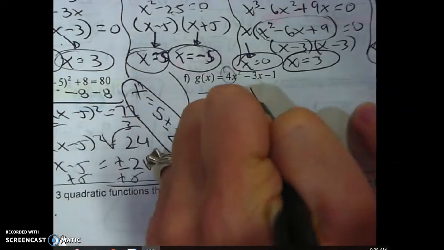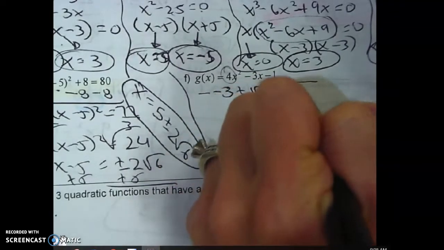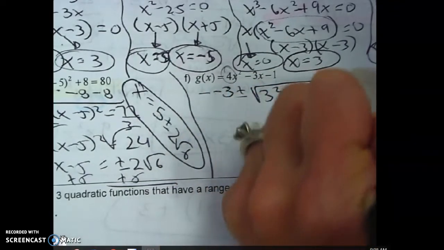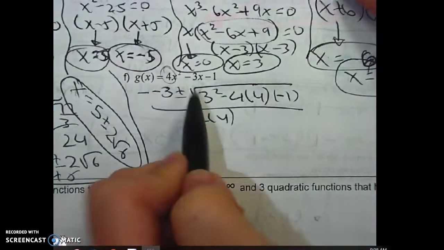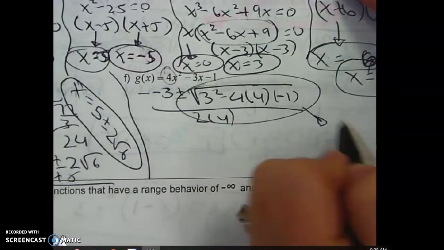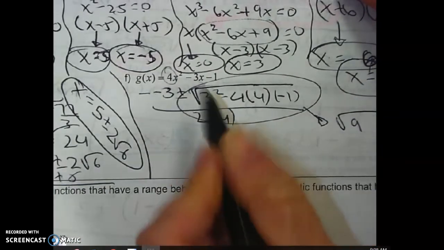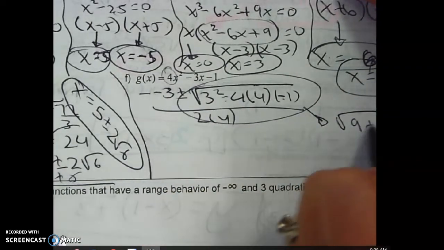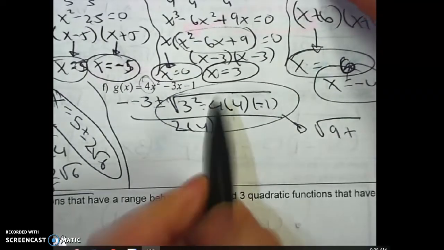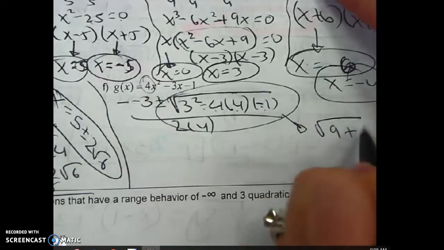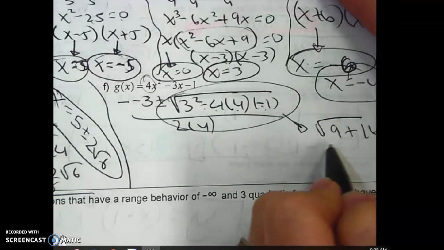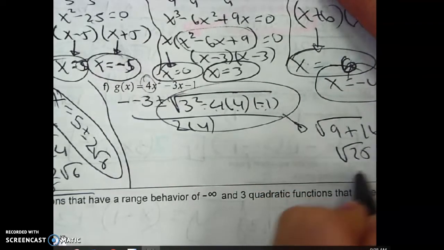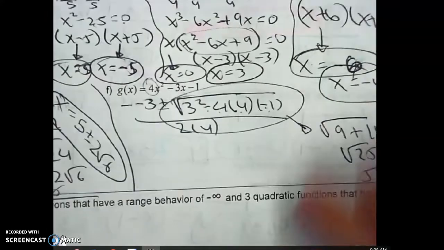So negative b plus or minus the square root of b squared minus 4 times a times c, all divided by 2 times a. If you remember, I said take care of this part first. 3 squared is 9. A negative times a negative is a positive. 4 times 4 is 16 times 1 is 16. Oh, then maybe I could have factored this one. 9 plus 16 is 25. The square root of 25 is 5.